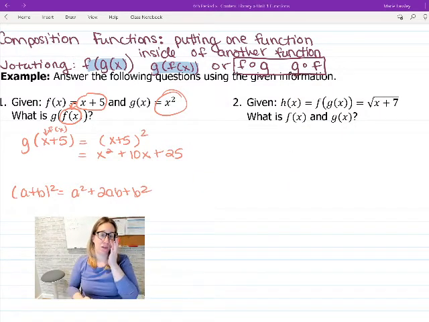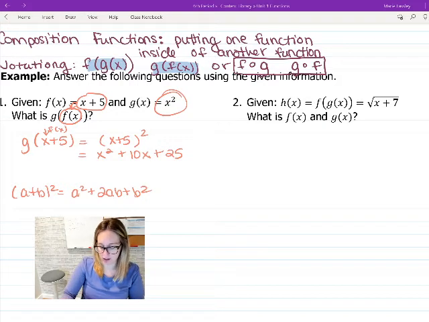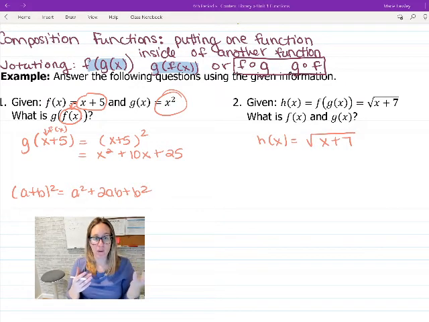All right, so now we're given the composition. We're given function h of x, and we're saying that h of x is this composition of two functions, f and g, and it equals the square root of x plus 7. We want to figure out what f and g were.